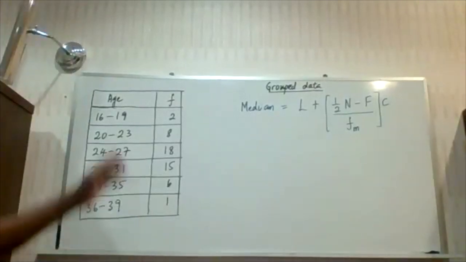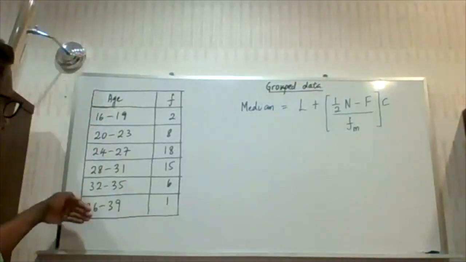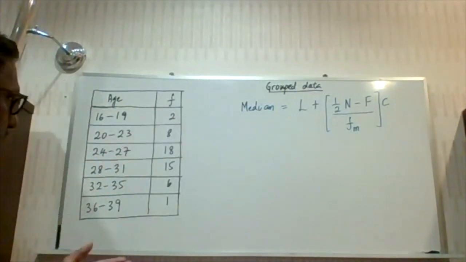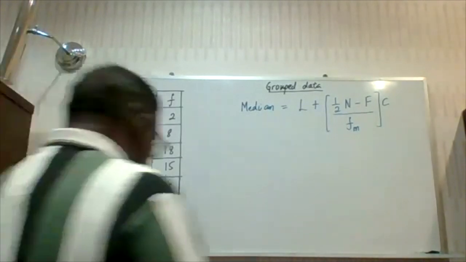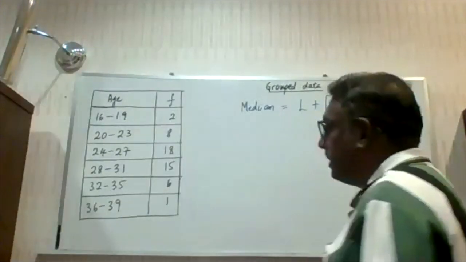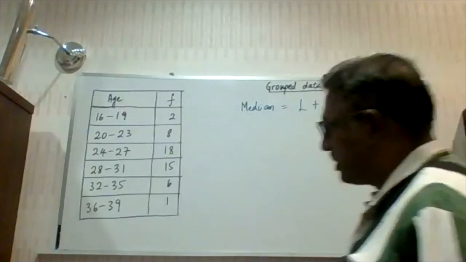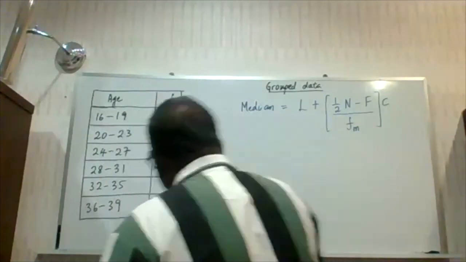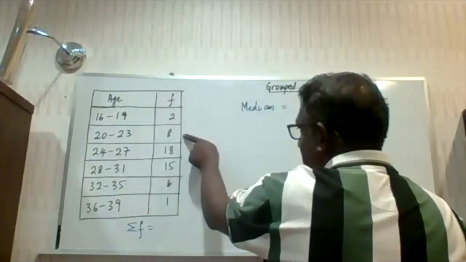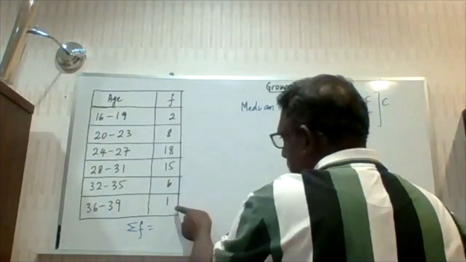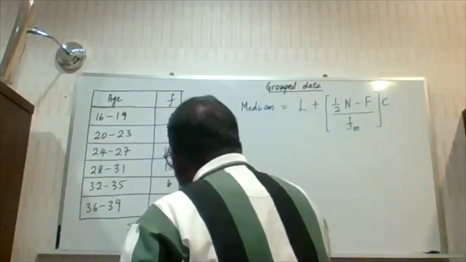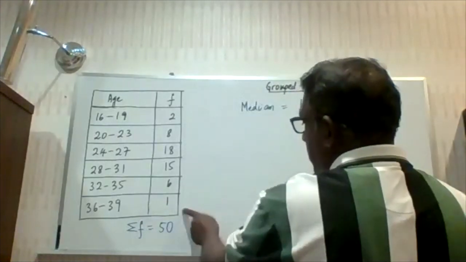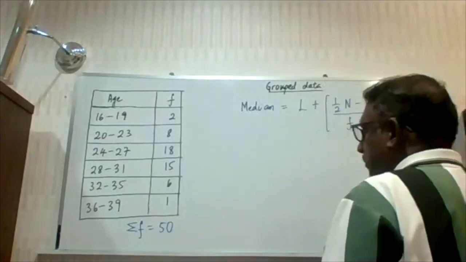Let's say you're given data with a class interval as shown. How do you use that formula to calculate the median? Before you start calculating, first determine the median class. To determine the median class, you need your sigma f. You add up 2 plus 8, 10, plus 28 is 38, plus 5... the total works out to be 50. So you've got that.